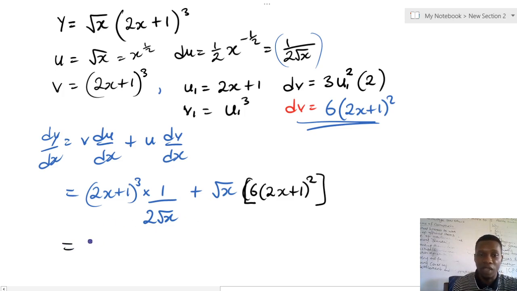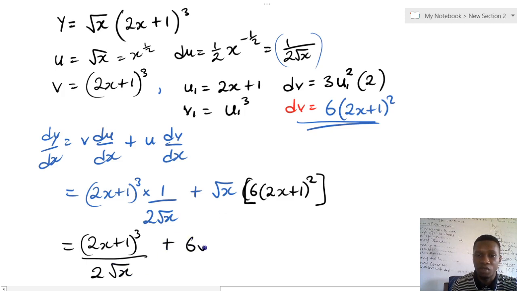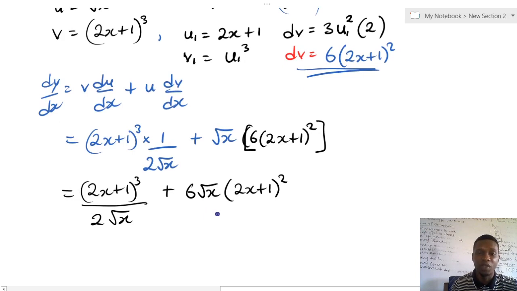So simplify my working, I have 2x plus 1 raised to the power of 3 over what? 2 root x plus here is going to give me 6 root x bracket what? 2x plus 1 raised to the power of 2. So I can stop here, but if need be, I might need to open up my working and solve more. But I think it is good if we stop here. Or if I want, I can find an LCM for all of them.